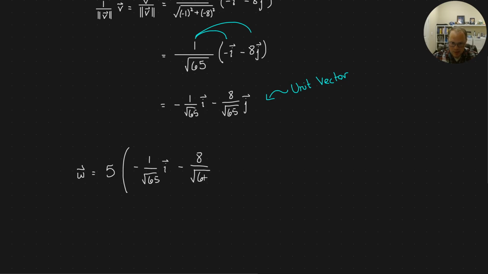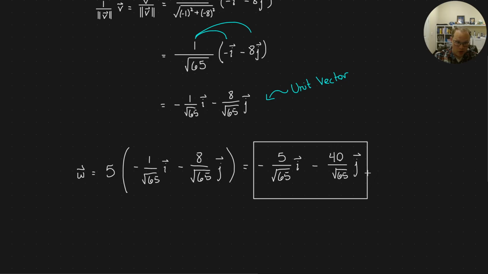That way I keep the same direction, but by multiplying by a new length, that new length will be the length of the resultant vector. So if I multiply that 5 through, I get negative 5 over square root of 65 i minus, and then 5 times 8 is 40 over square root of 65 j. And that's my final answer.